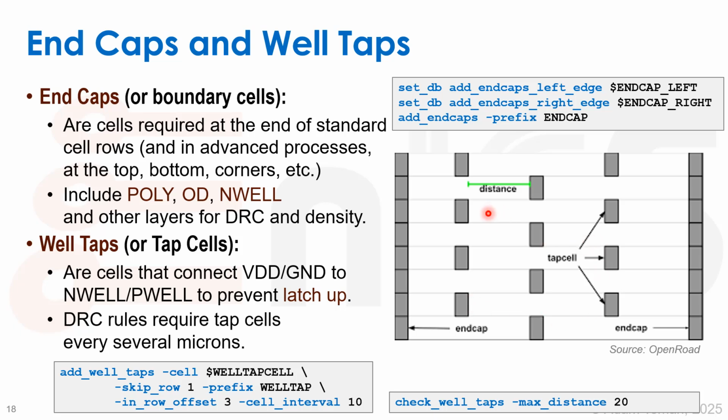You have to pay attention that if you have different power domains and so forth, the well taps have to be specific for those power domains. These things can cause all kinds of LVS problems, so you really have to check this type of stuff out. And we have a check well taps command, which you can tell what the DRC rule is, and it will make sure there is a well tap at the distance that we need.